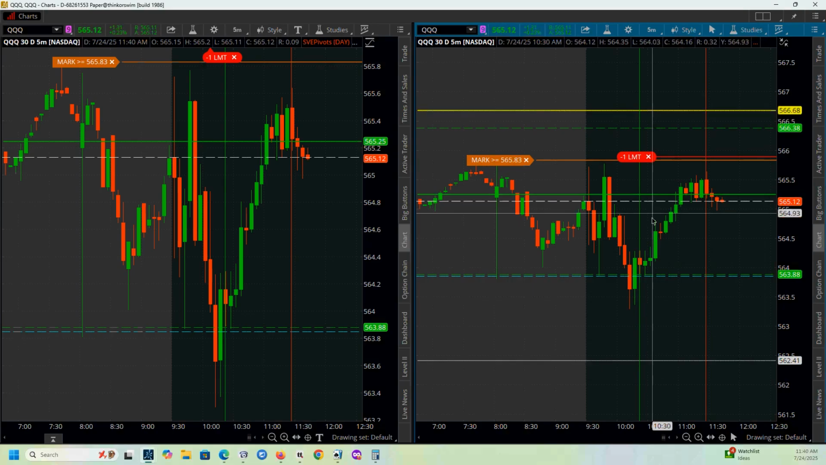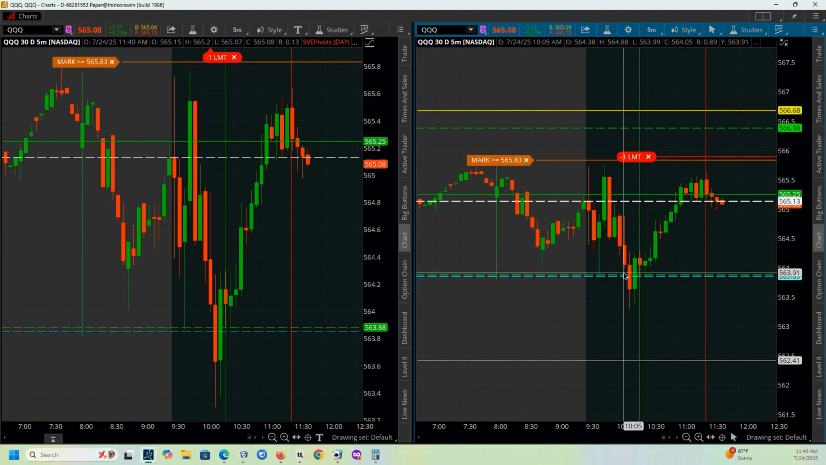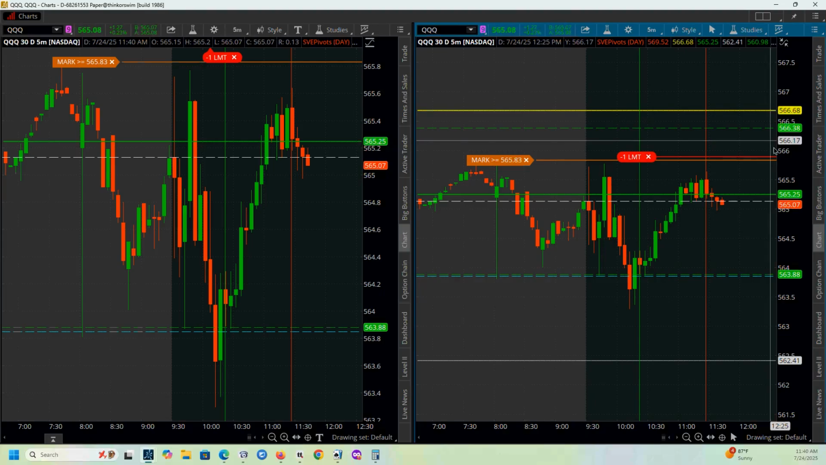My R1s and my support ones are usually green. My R2s and my support 2s are yellow. My R3s and my support 3s are usually red. So with just a quick look, I can see where I'm at in the market. That's pretty much that on that.